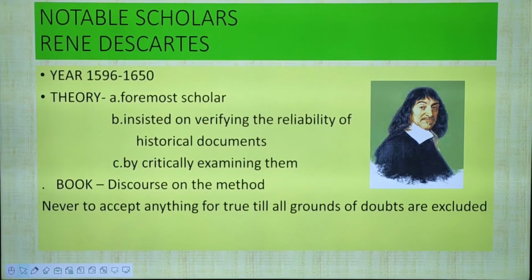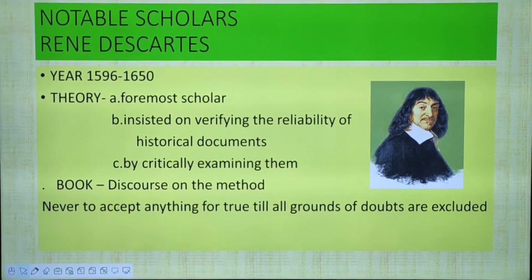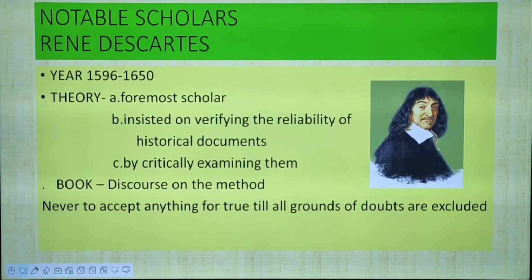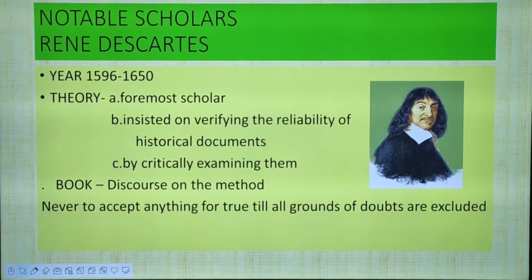Everybody had their own concept. Everybody had their own opinion. Everybody had their own viewpoint. And most of the scholars went a step ahead by writing a book. So the first scholar who played a very pivotal role is René Descartes. A very difficult name, but we'll get used to it. René Descartes. The year is 1596 to 1650. He was the first European scholar who played a very important role in the field of historiography.